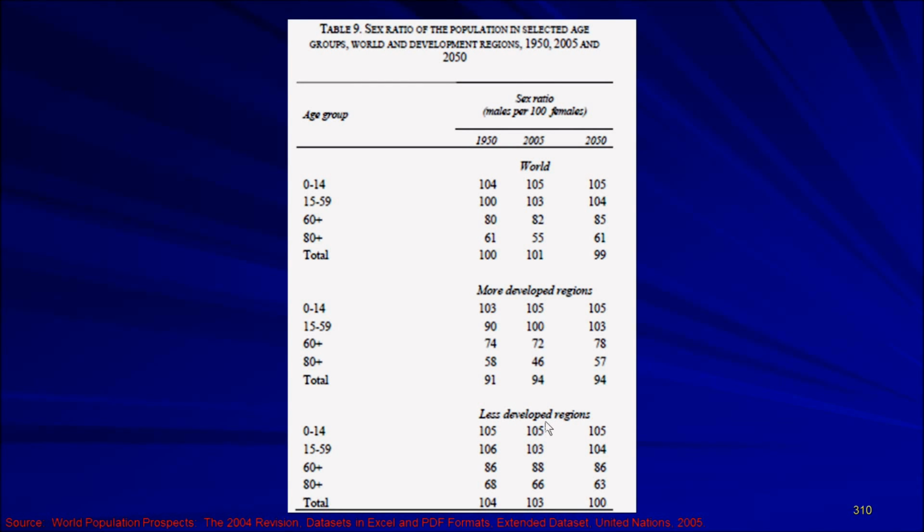So that's how you use the sex ratio. And we look at this all the time. We look to see where there's change. This would indicate that if you're a woman, the likelihood of living alone in later years is pretty great. And you can especially see that based on these projections.